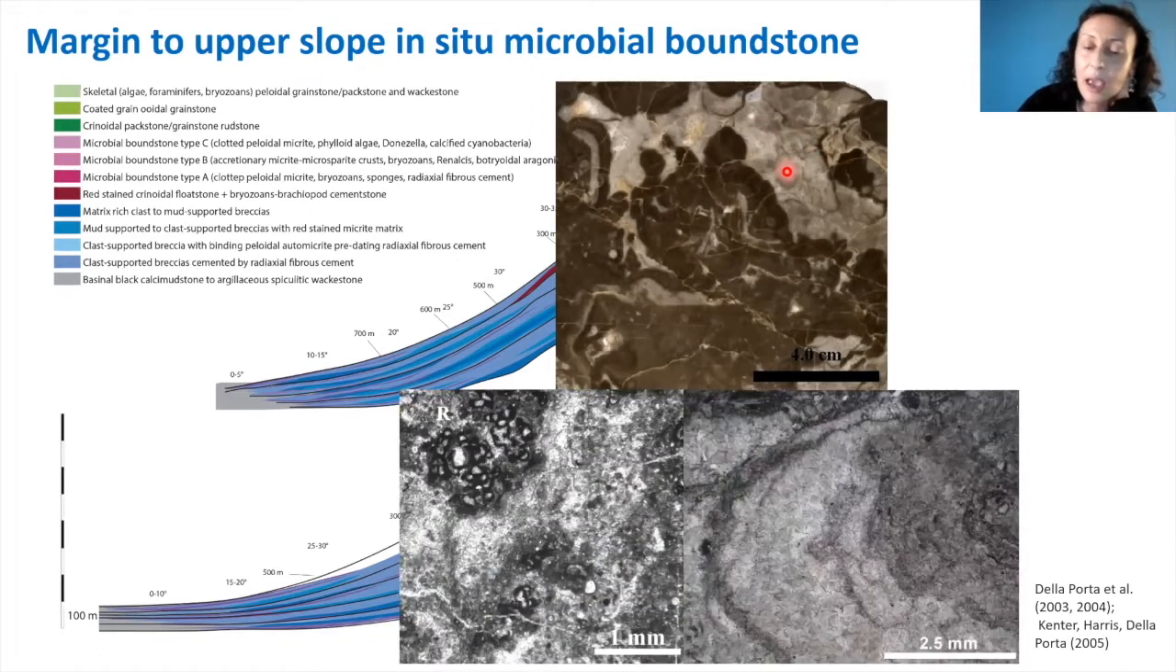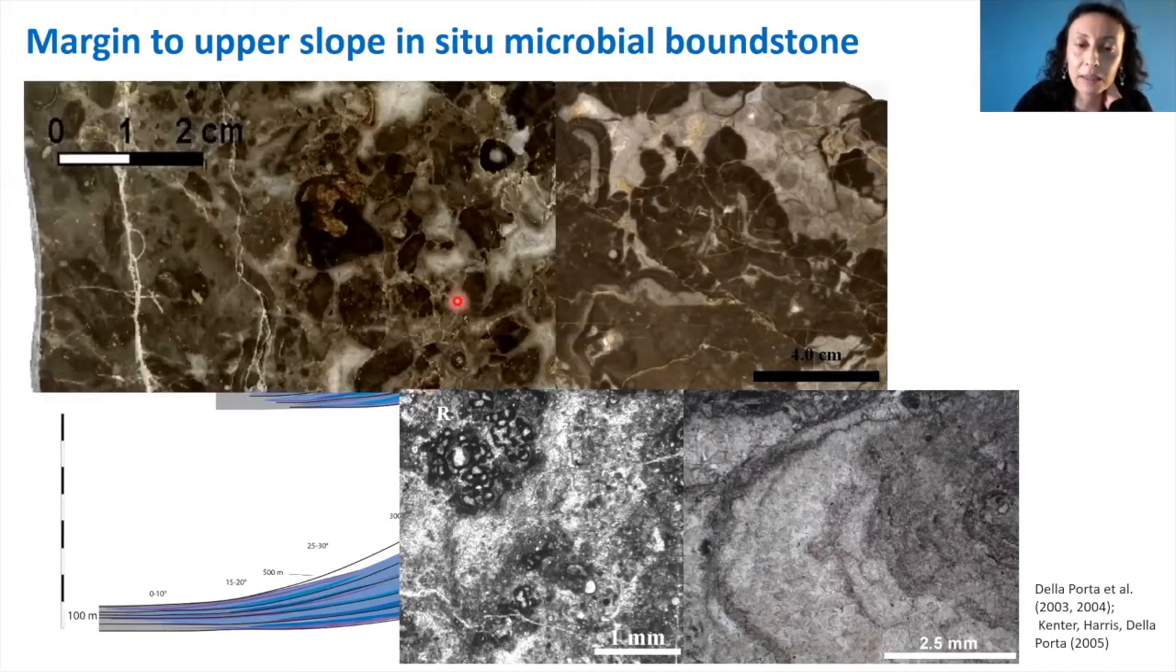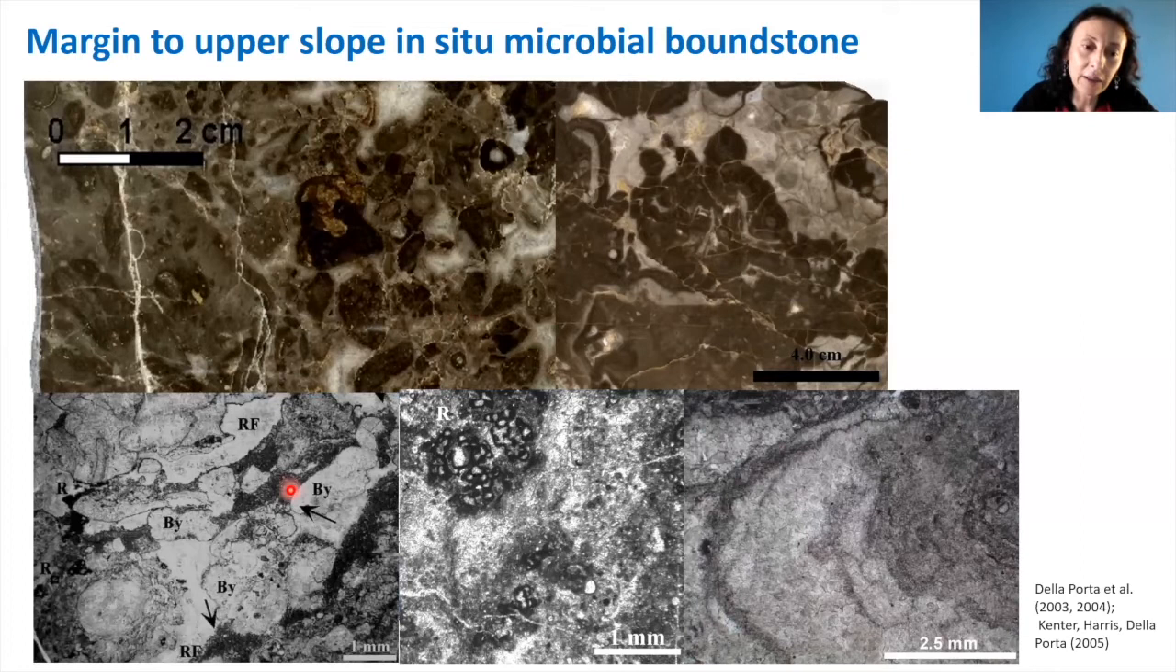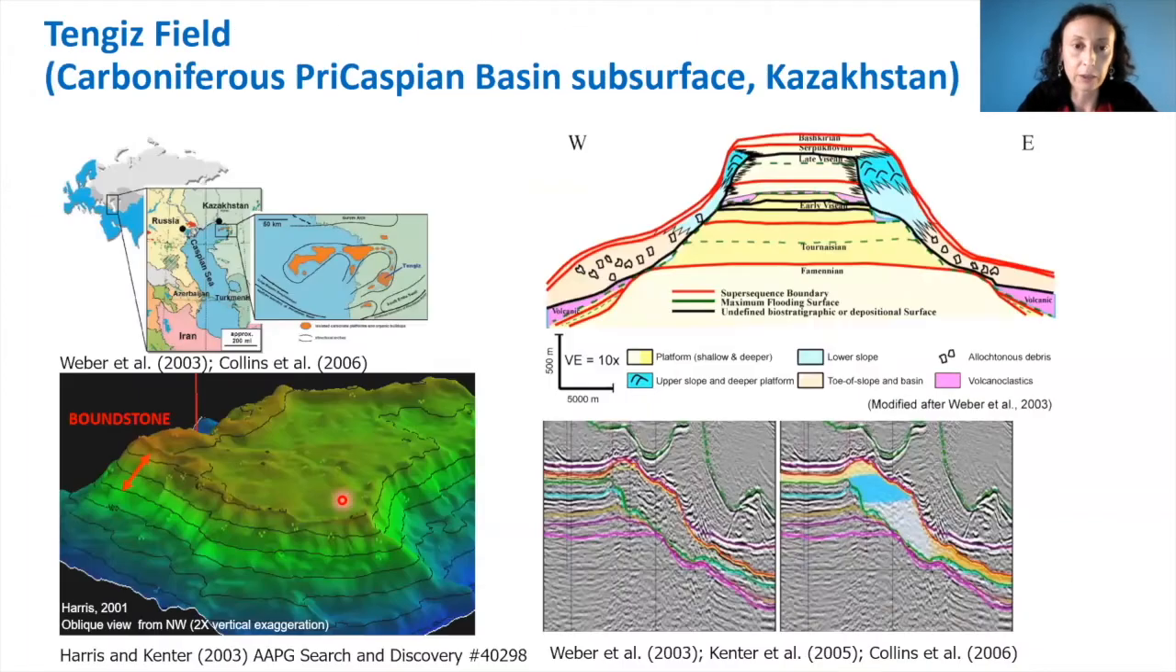aragonite cement. In this section, we see microsparite and clotted peloidal micrite associated with fenestellid bryozoa, botryoidal aragonite, and calcimicrobes like Renalcis. This upper slope boundstone is lateral to lower slope grain supported breccia that are cemented. There is a lack of matrix in the lower slope breccia. In some cases, there is some clotted peloidal micrite microbial binding even in the lower slope breccia.